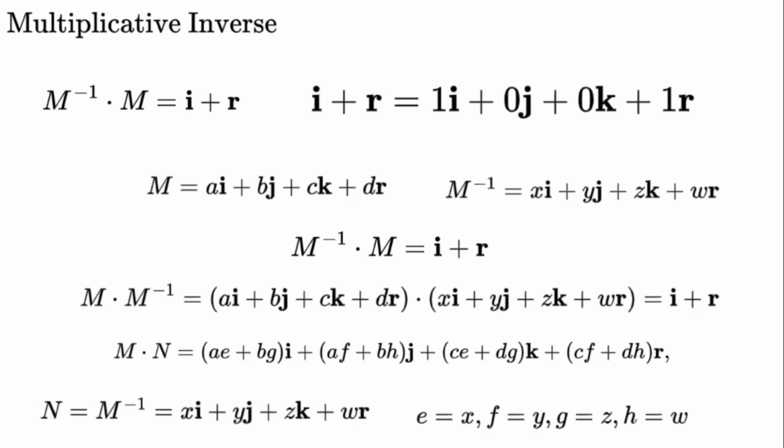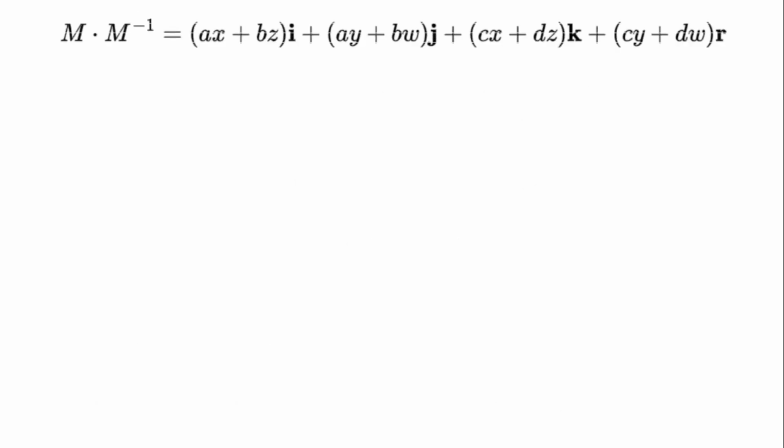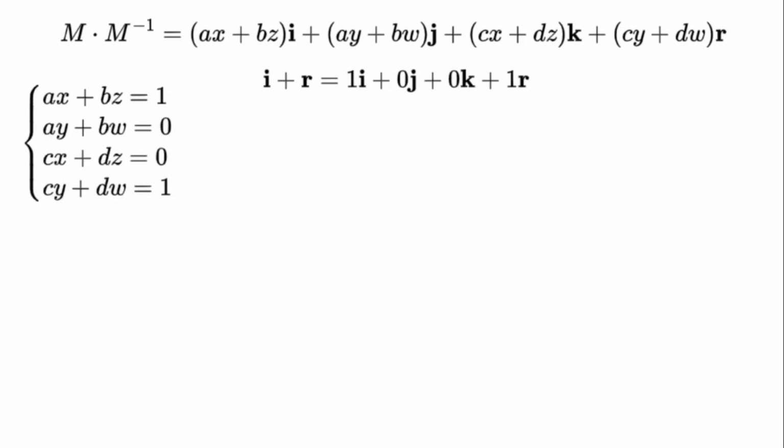The product is m times m inverse equals (ax + bz) times I plus (ay + bw) times j plus (cx + dz) times k plus (cy + dw) times r. This must equal I plus r, which is 1 times I plus 0 times j plus 0 times k plus 1 times r. Equate coefficients: 1, ax + bz equals 1; 2, ay + bw equals 0; 3, cx + dz equals 0; 4, cy + dw equals 1.